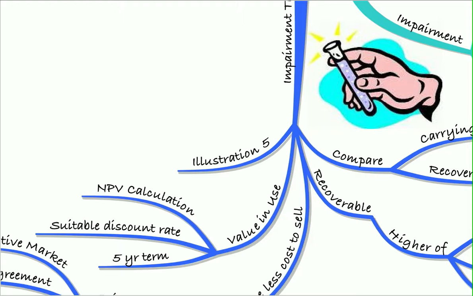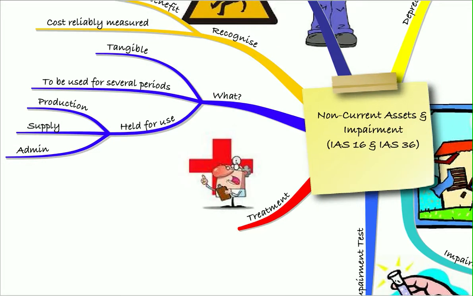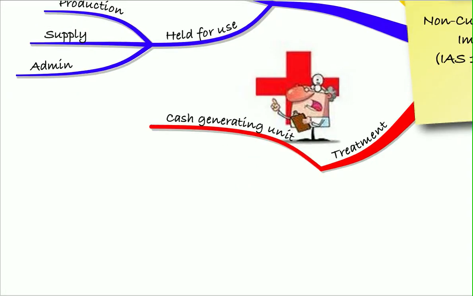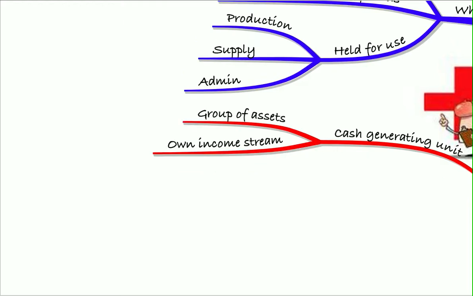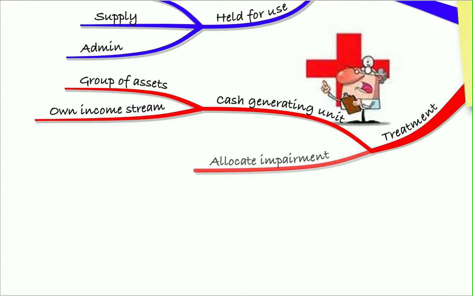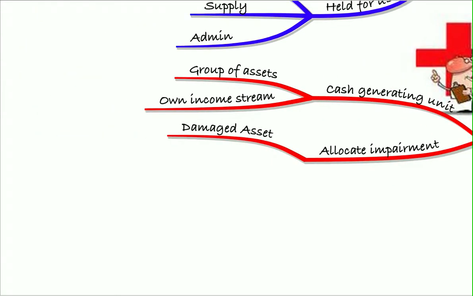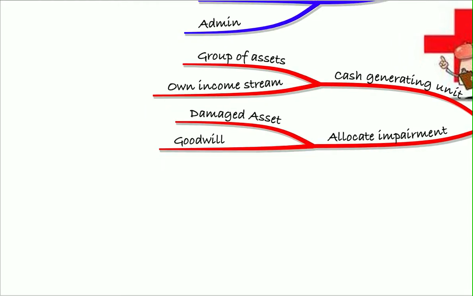We compare the carrying amount to the recoverable amount to see if there's an impairment. What do we then do? Well, remember, the impairment will be on what's called a cash generating unit because we needed to get the value in use, which needed cash flows. So that's the smallest group of assets that has its own income stream. So looking at that cash generating unit to allocate the impairment, we allocate it first of all to any damaged asset. So if there's a specific damaged asset, it will be written down in value first of all.